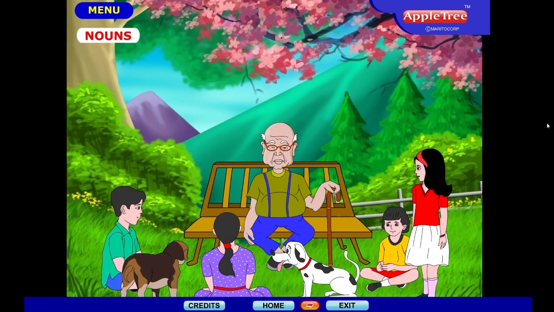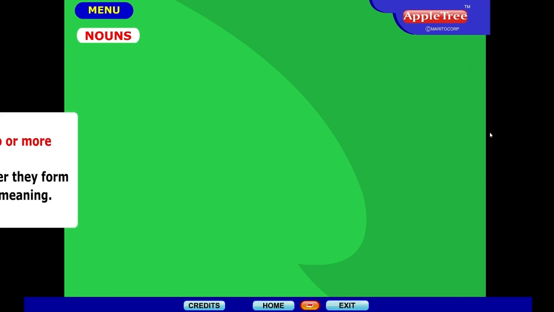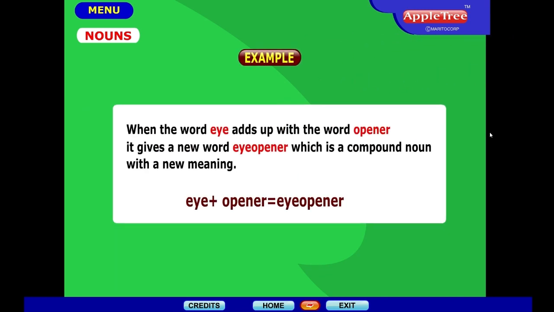Children, I have to say something about compound nouns. A compound noun is made up of two or more words, and when the words are put together, they form a new word which gives a different meaning. We will see it with an example. When the word eye adds up with the word opener, it gives a new word eye opener, which is a compound noun with a new meaning.